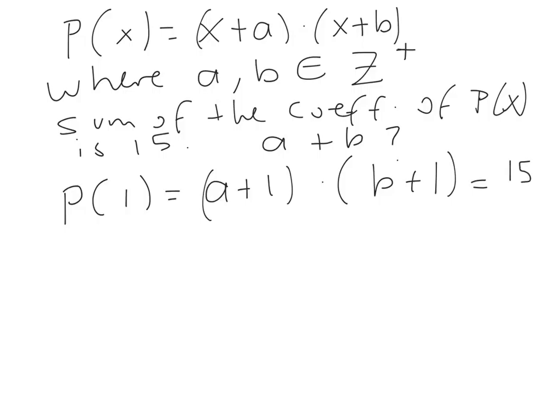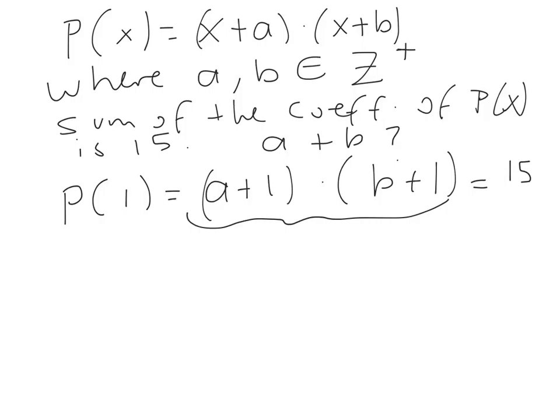Alright, so we have a very simple looking equation where (a + 1)(b + 1) = 15. We know that a and b are integers. Not only integers, they are positive integers. So (a + 1)(b + 1) = 15. Then let's try to find factors of 15.